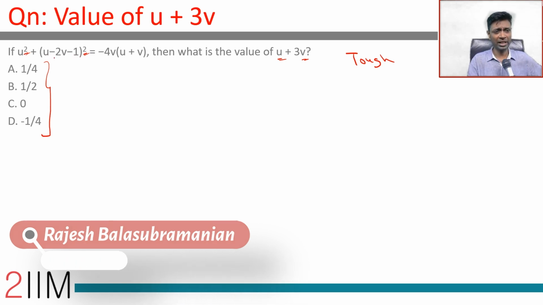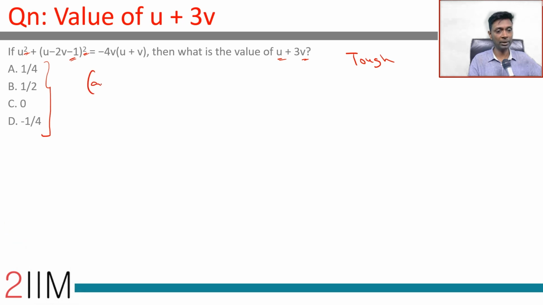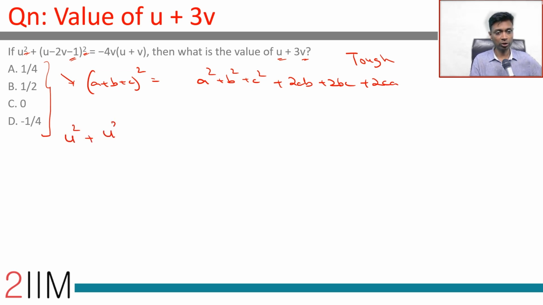Right? So first up, let's expand this. A plus B plus C whole square is A square plus B square plus C square plus 2AB plus 2BC plus 2CA. If you didn't know this also, we could have just multiplied it and got to the answer. This is not a deal breaker. Right? So let's plug this in. The left hand side is U square plus U square plus 4V square plus 1. U into minus 2V is minus 2UV. So minus 4UV minus 2U plus 4V equals minus 4VU minus 4V square.